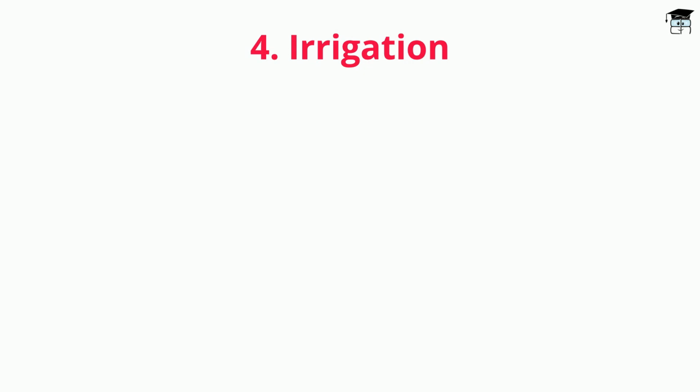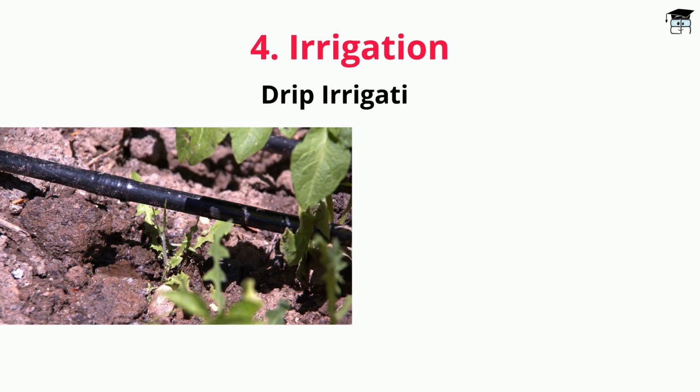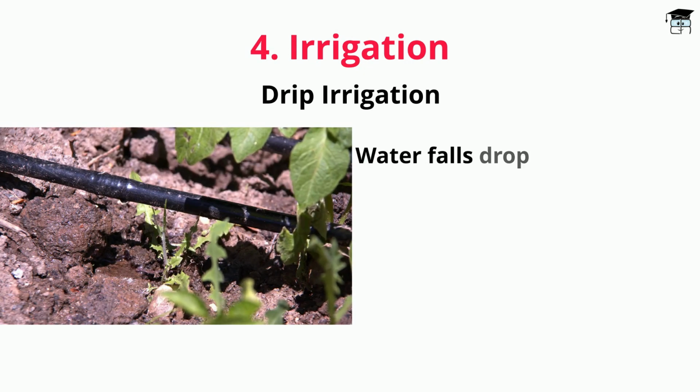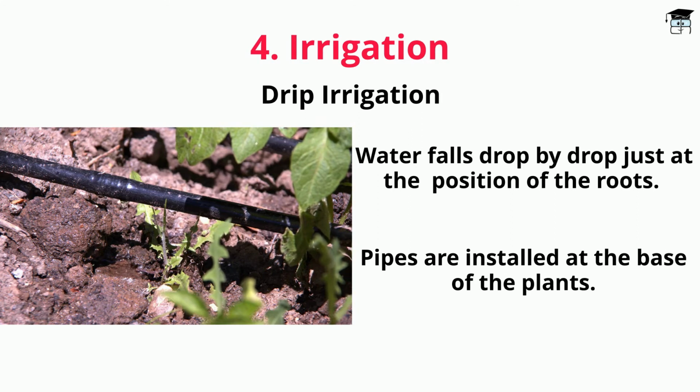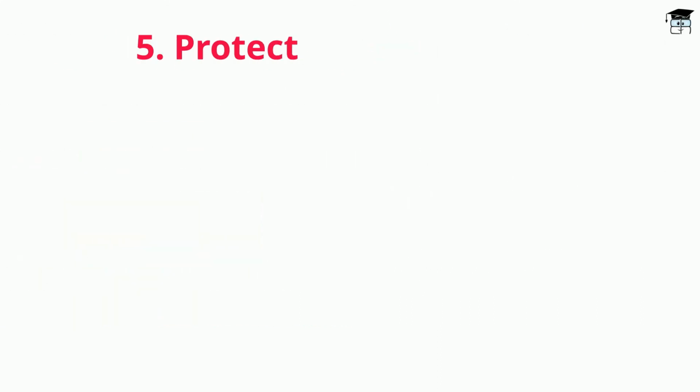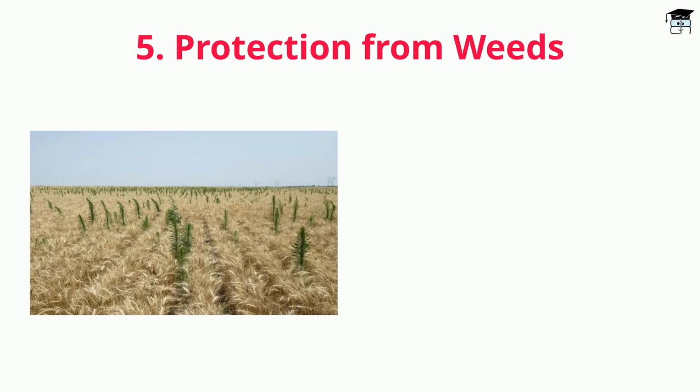The next method is drip irrigation. In this method, water falls drop by drop just at the position of the roots. Pipes are installed at the base of the plants and water is released only at the roots of the plant. Next agricultural practice is protection from weeds.